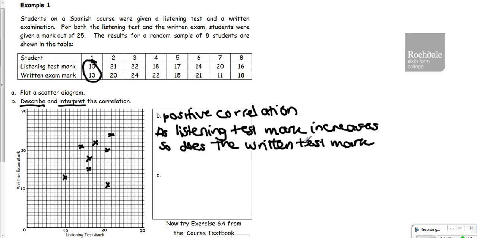Okay. So there's some practice on that in exercise 6A, and then have a look at the next example.